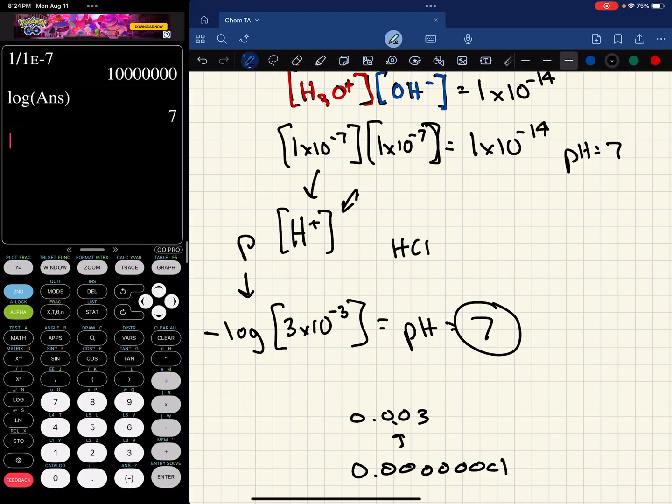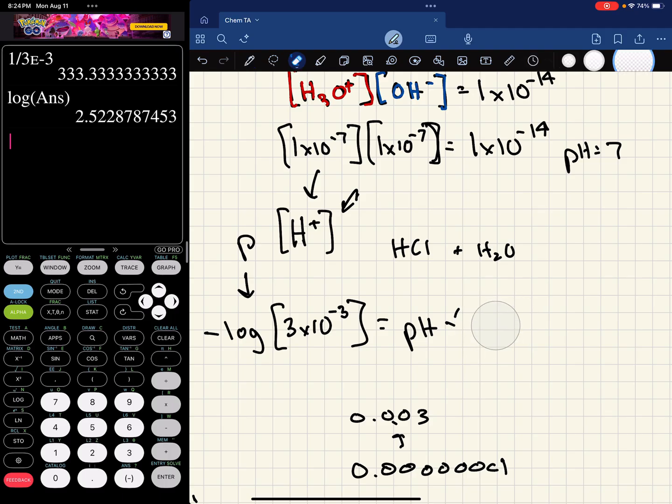We add HCl to the water, and we're going to do the negative log of that. So 1 divided by our number, okay? And then do the log of that, 2.5, okay? So our new pH is 2.5.